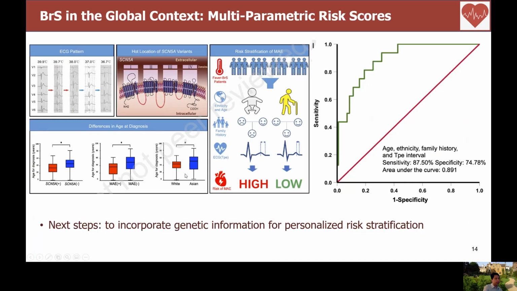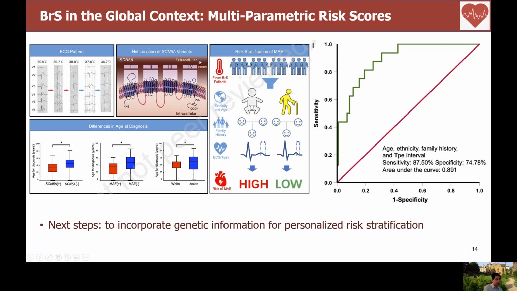In terms of the global context, I think really the way forward is to incorporate a multi-modality domain. So we need to look at not only ECG patterns, but also the age of diagnosis. And recent work has demonstrated that the location of the SCN5A variants is important. This is a paper that we co-authored with Professor Dan Hu's group in Wuhan, and we found that if you incorporate family history, age, ethnicity, and the Tpeak-Tend interval, it's relatively accurate for risk stratification.